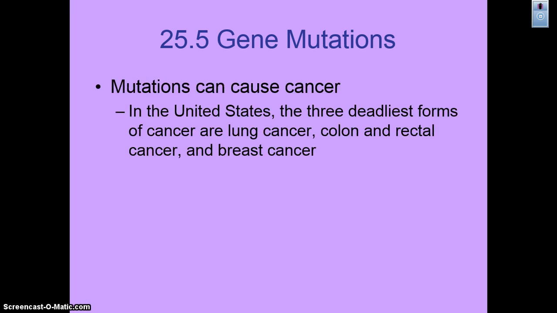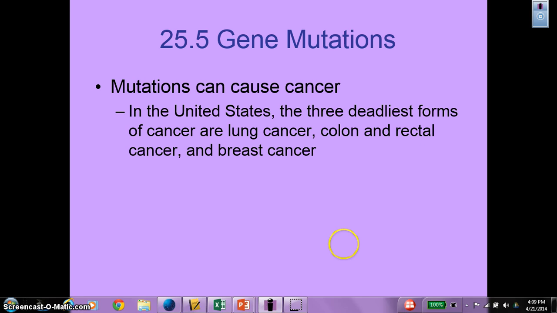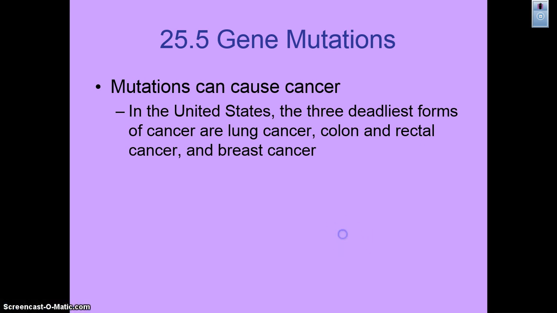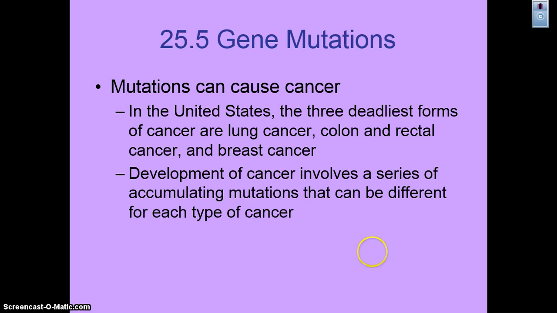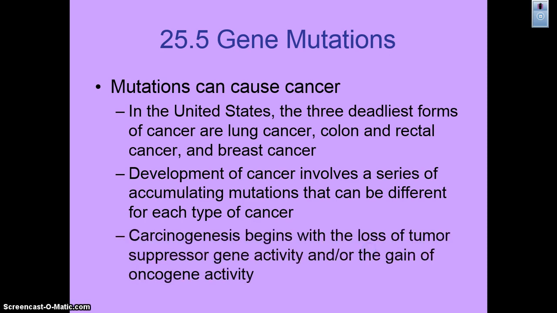Mutations also can cause cancer. In the United States, at the time of the production of this book, the three deadliest forms of cancer were lung, colon and rectal cancer, and breast cancer. The development of cancer involves a series of accumulating mutations that can be different for each type of cancer.